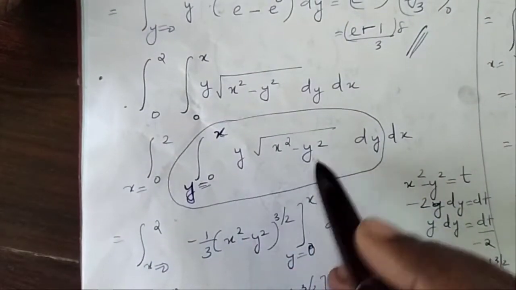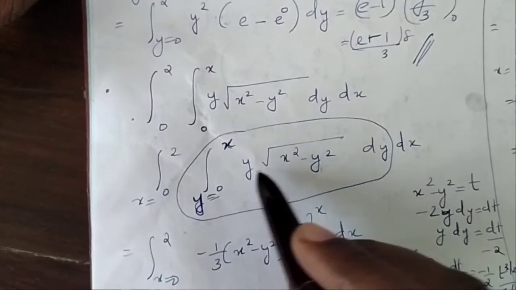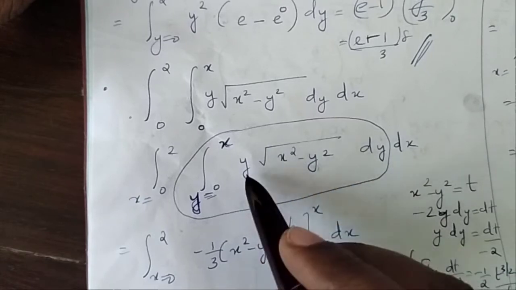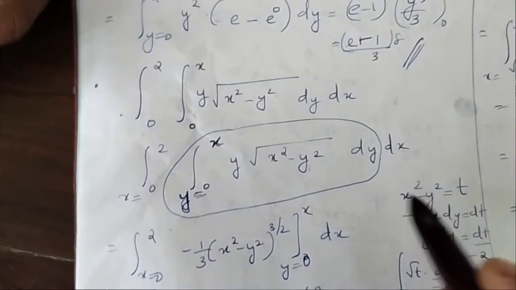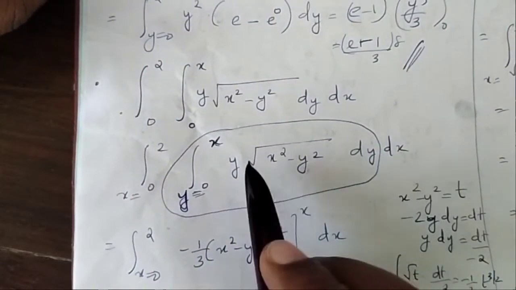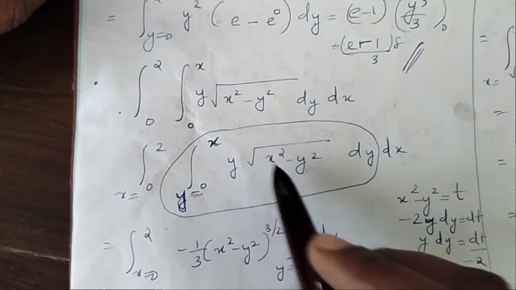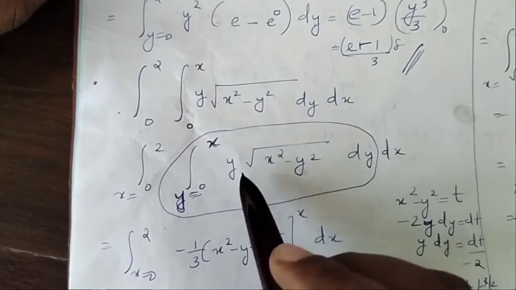So how will you integrate this one? Y into root of x square minus y square. The terms of y are outside the square root and inside the square root. So in this case here it is y dy. Okay, square root of x square minus y square, and there is a term y dy.